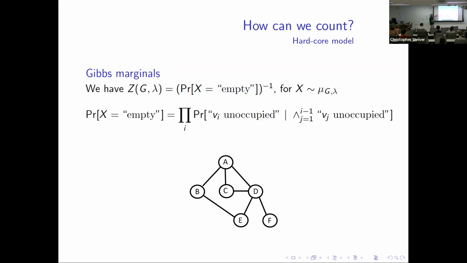And what these slides show us is that basically estimating the partition function reduces basically to estimating Gibbs marginals. Nothing more than that. Right? So I told you about spin systems and counting, but at the end, what I'm going to talk about is estimating Gibbs marginals.